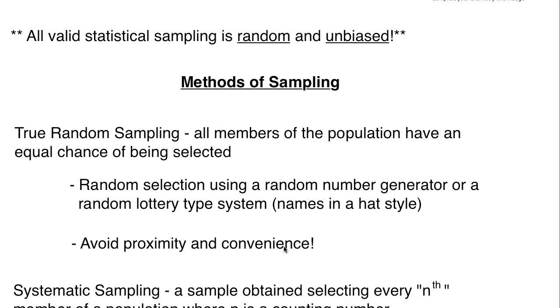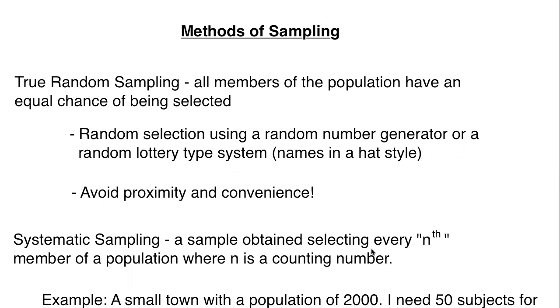And even those could potentially fall into convenience, where it's like, where are you setting up the table? At what time are you setting it up? If you only took evening classes, you're missing everybody during the day. I don't want to go too far down that rabbit hole, but basically avoid proximity and convenience wherever possible. You want to try to be as truly random as possible.